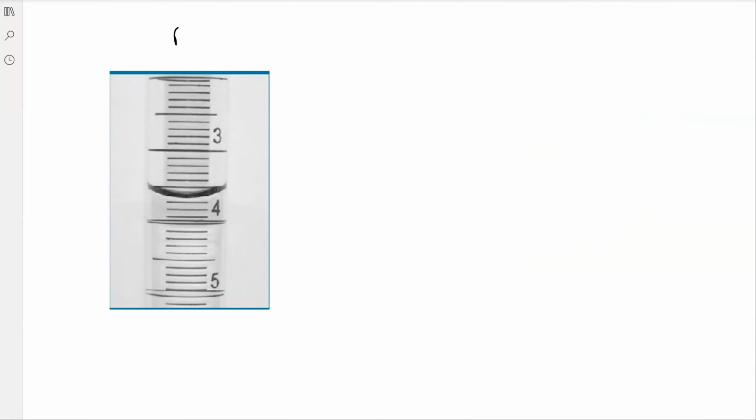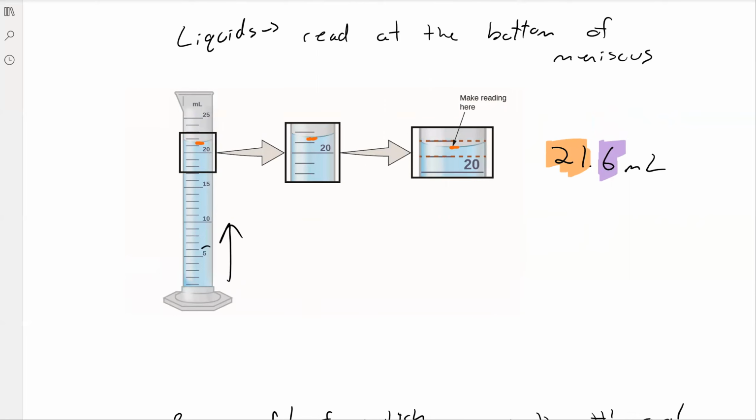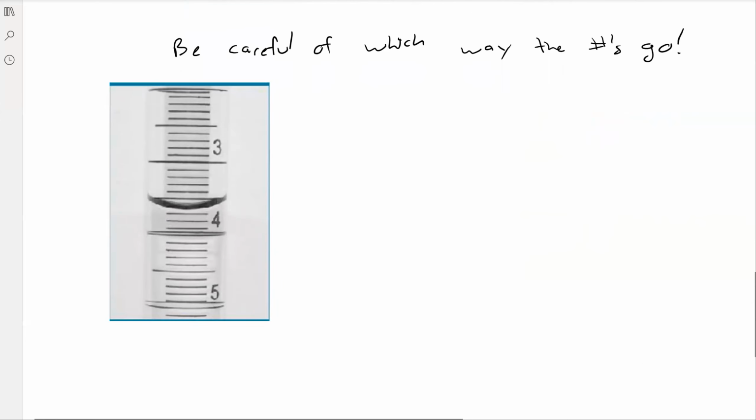All right, the final thing is be careful of which way the numbers go. So sometimes, most times, as it goes up, the numbers increase. So 5, then 10, then 15. That's the most common way. But it's not always like that, depending on what instrument you're using and what the purpose of it is. So for something like a burette, it's used to dispense liquids. So as we're dispensing liquids, all the liquid's going to be coming out of the bottom here. It's not in this picture. And so the numbers are flipped. 3 is up here, 4 is down here. So just be careful with that.